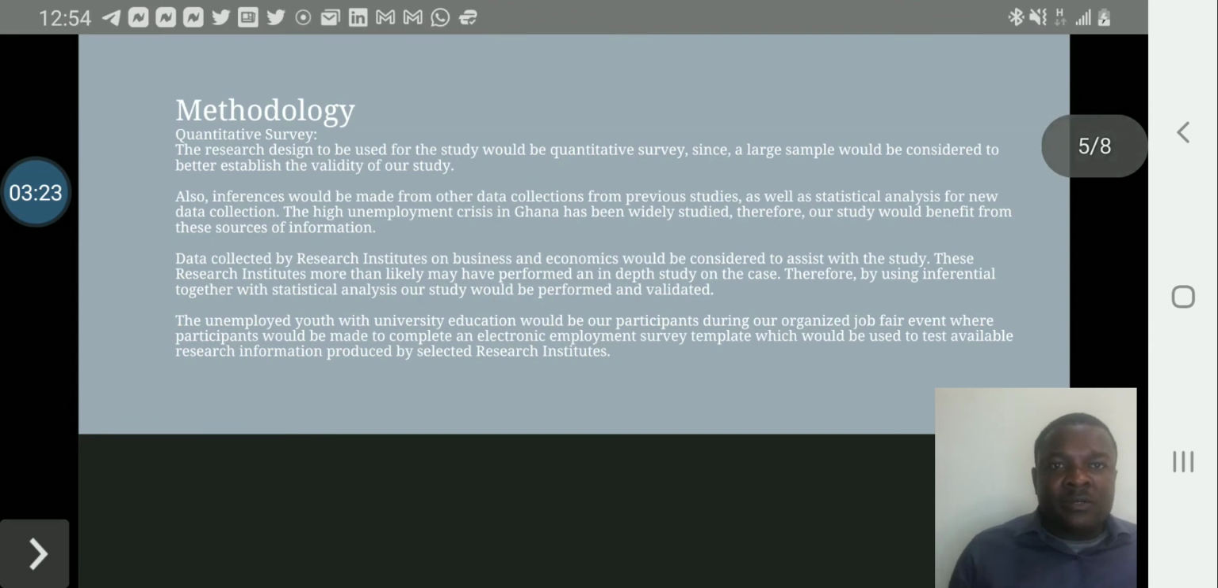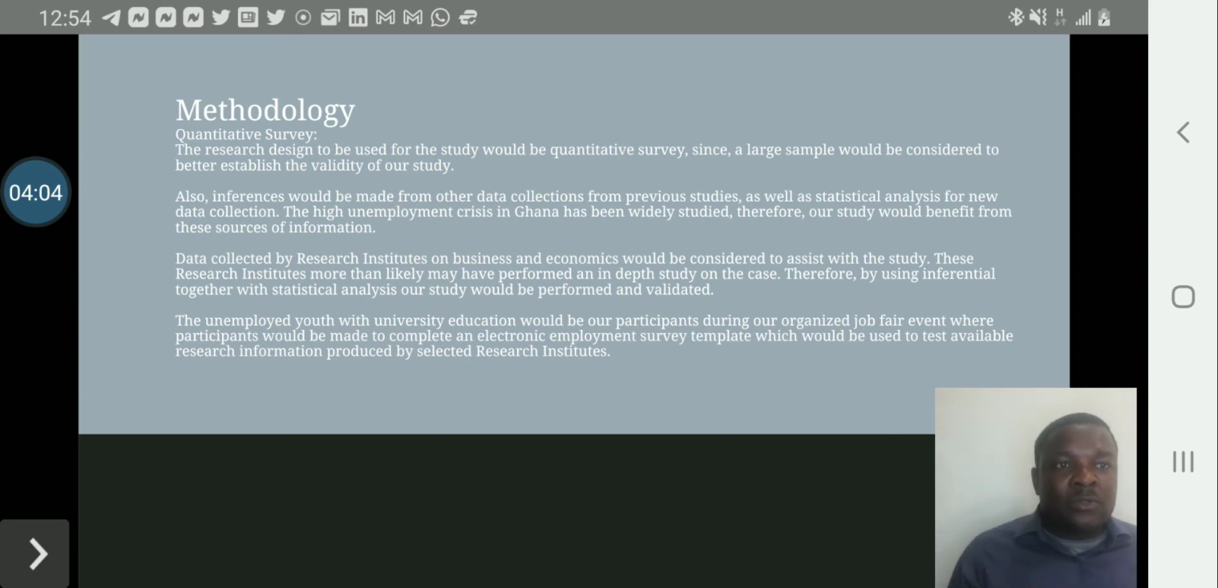So the methodology is going to be a quantitative survey, due to the large sample that is going to be considered in the population. We're going to use that, and also use it inferentially, which is going to help us fall back on the previous research already conducted by research institutes, mainly in the business and economic sector, because data is already available. So we can fall back on that data to get a deeper understanding of the research we're about to conduct, in order to test and then validate it with our own data collected.